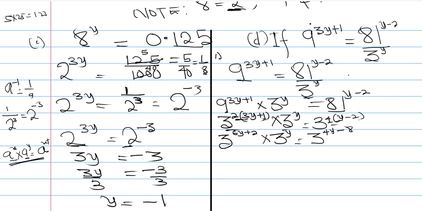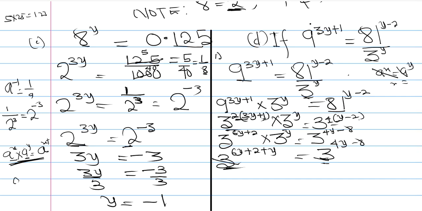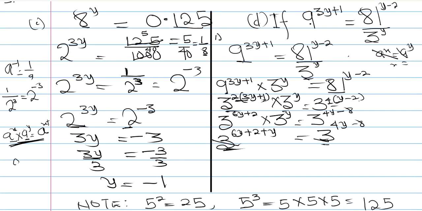Now let me apply this indices rule here. This one will be 3 raised to power 6y plus 2 plus y, equal to 3 raised to power 4y minus 8. So when we have the same base equal to the same base, this is the law guiding it: if a raised to power x equals a raised to power y, the base cancels and x equals y. The same thing applies here, I cancel the base. That is, we have 6y plus y, which is 7y plus 2, equal to 4y minus 8.